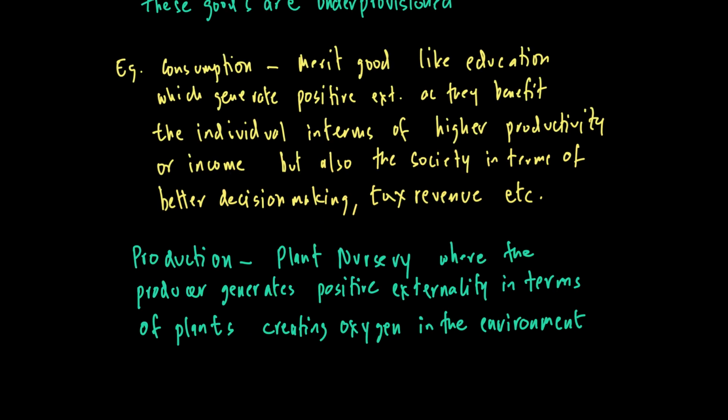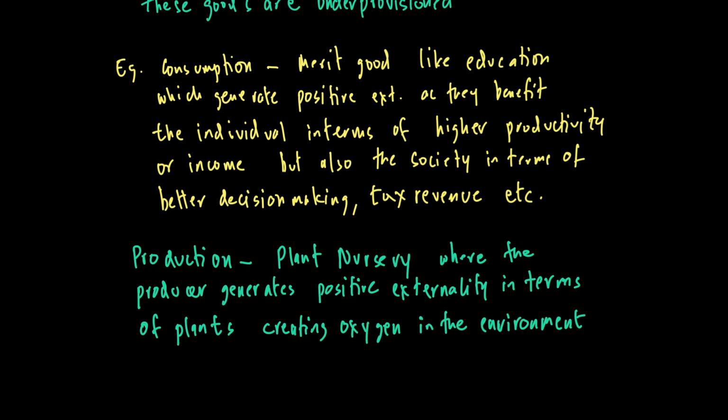So I can give two examples. One is the example of a positive externality on the consumption side. For example, merit goods like education have a positive externality. Why? Because it not only benefits the consumer or the individual who decides to demand education, in terms of higher productivity or higher income, but also the society benefits in terms of that educated person being a better decision maker. Because of his higher income, there could be more tax revenue, and it could also be beneficial for the society in terms of even GDP.